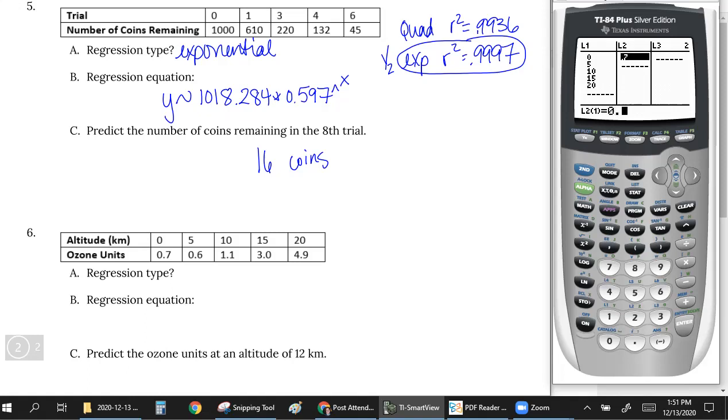And you could definitely type that as .7. Here's what the calculator does. It doesn't worry about typing that extra 0, but it's still the same number. So we have 0.6, then we have 1.1, then 3.0, or just 3, and 4.9.